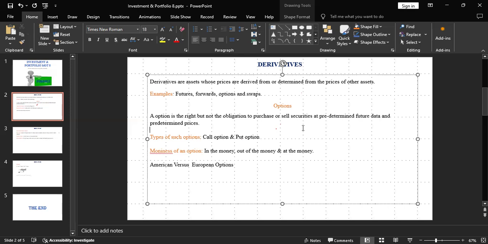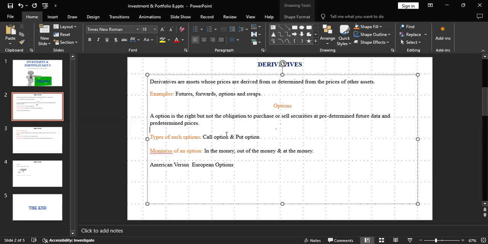A call option is the right to purchase, the right to buy. So when you agree that you are going to buy this particular asset in future at an agreed price, then we call it a call option.